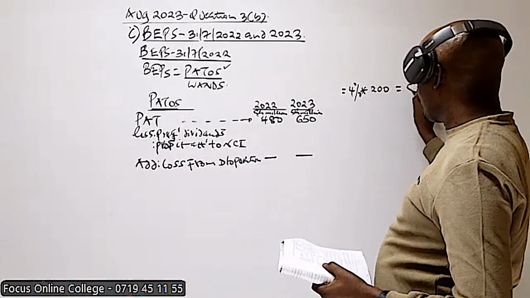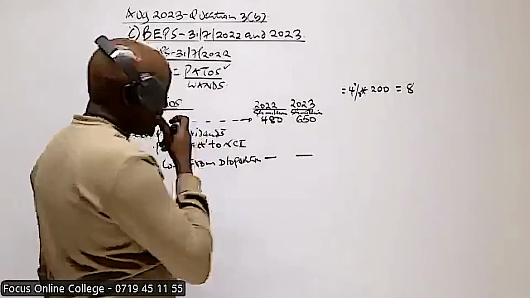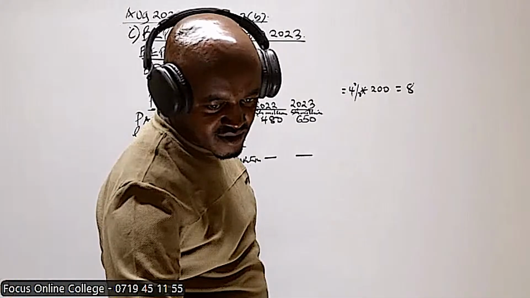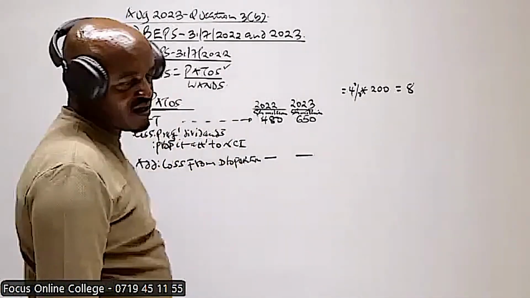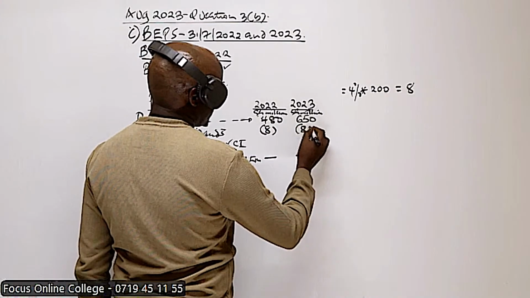And basically, what will this give us? Will that give us 8 million? 4%? Yes, so that one is 8 million. And basically that remains the same for 2 years.